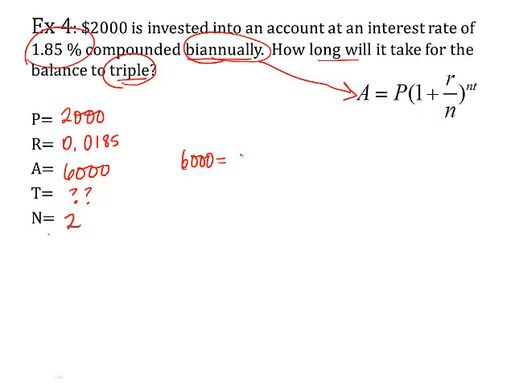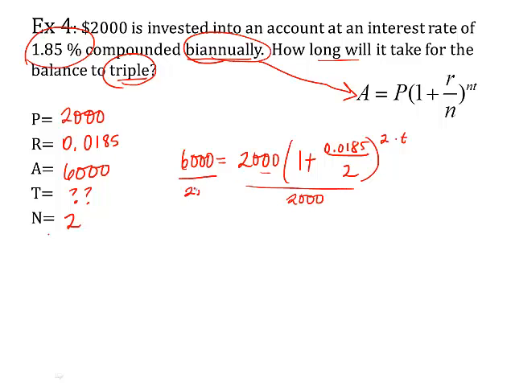6,000 equals 2,000 times 1 plus 0.0185 over 2, raised to the 2 times t power. All right, this is a little trickier because your t is up here in the exponent. So what do we do? Again, we want to get rid of the 2,000 first. So I'm going to divide both sides by 2,000. I get 3 equals 1 plus 0.0185 over 2. All of this is raised to the 2t power.